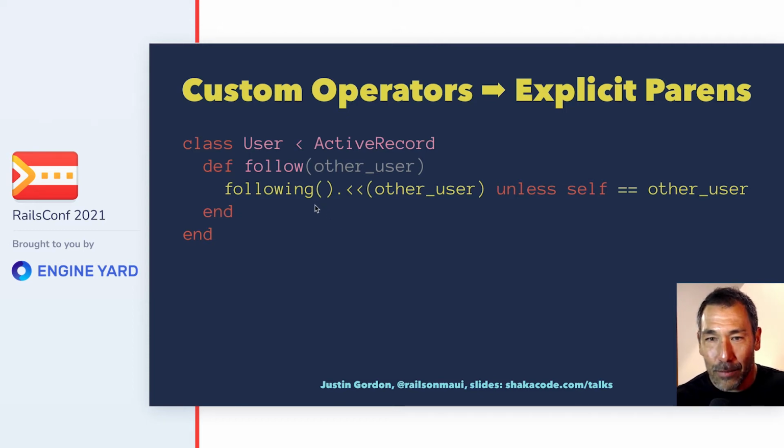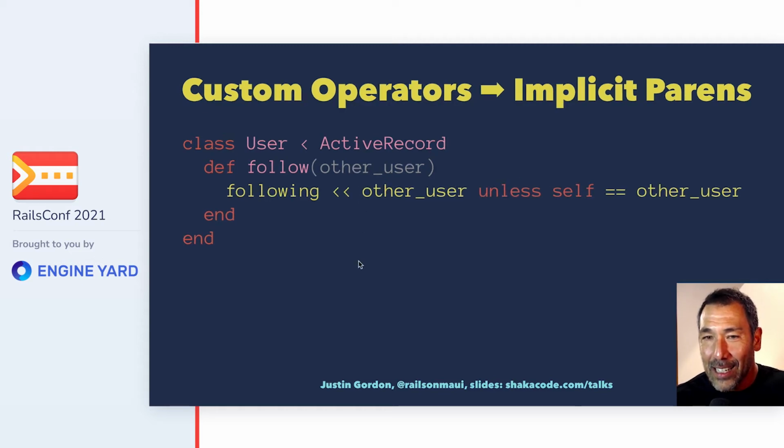Here you'll see following is just a method, and the less-than-less-than is just another method on it. Let's look at this again. If I asked a lot of beginning Rails programmers to explain this line in terms of how Ruby code works, could they do it?